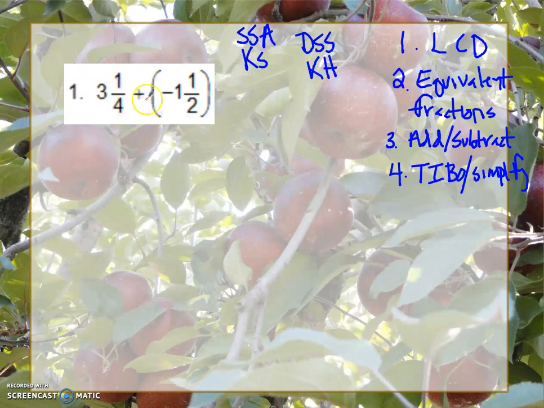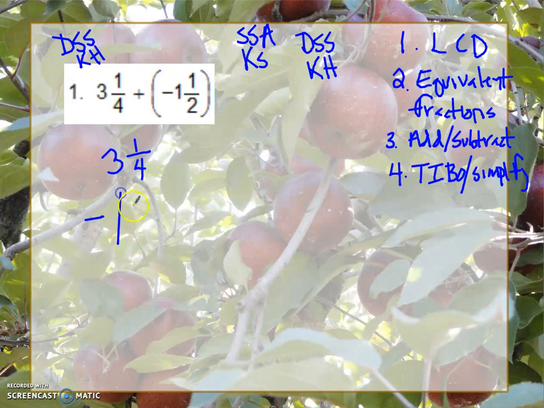So let's look at this example. Number 1, 3 1/4 plus negative 1 1/2. This is different signs, subtract. And we're going to keep the higher absolute value. So 3 is bigger than 1, so we know it's going to be positive at the end. So we're going to say 3 1/4 minus 1 1/2.